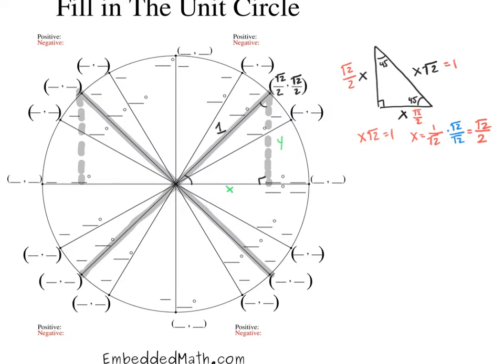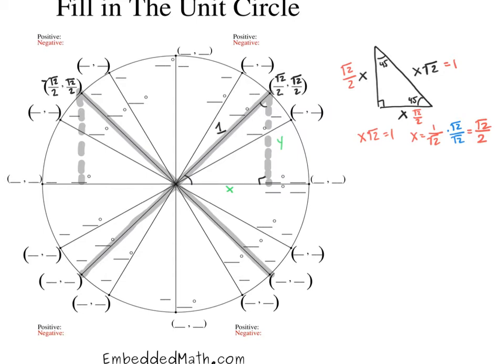So if we take a look in quadrant 2, we can say, hey, here my x values are negative. So this is going to be negative square root of 2 over 2, and then positive square root of 2 over 2, since the y values are positive here. Please make sure to not put the negative inside the square root. This is not the square root of negative 2. That is something completely different. So please leave the negative on the outside.